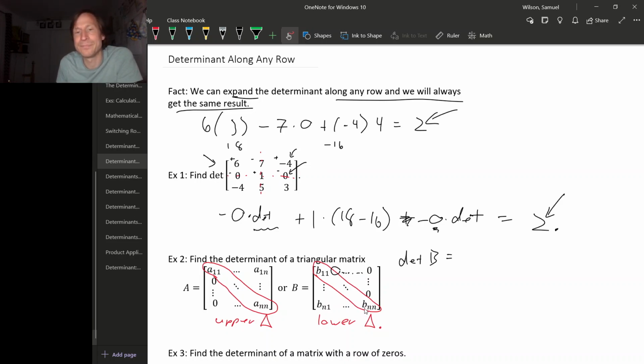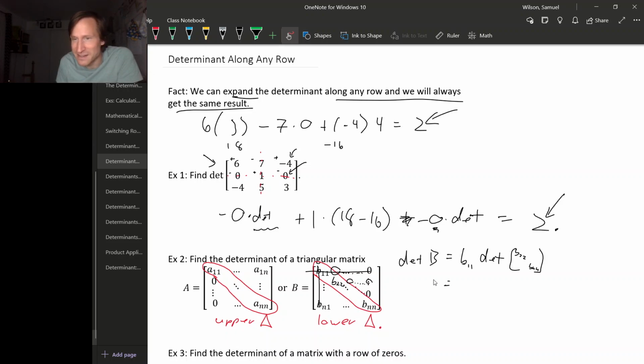So if we expand across the first row, we get B11 times the determinant of, right now we throw out the first row and the first column and find the determinant of the square that's left. So the upper left corner of this square is B22. Okay, so times the determinant of that smaller matrix from B22 to BNN. But look, this smaller matrix is also lower triangular. It has zeros above the diagonal.